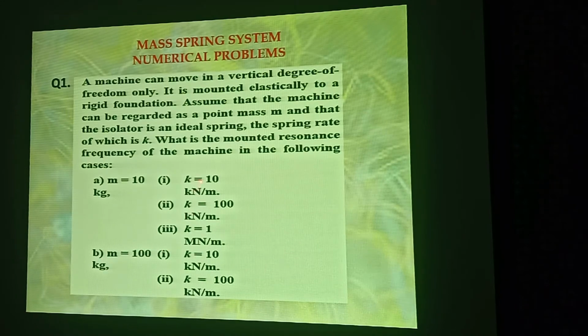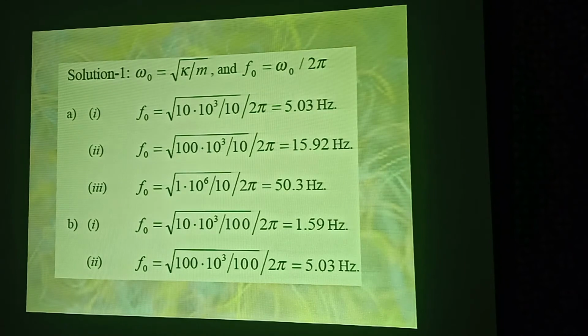Further, we are provided the value of k for three cases in kilonewton per meter. While putting in the value of k, we should take care of the factor of 1000 as a conversion factor. Here we have calculated the natural frequency from k over m. This is for a constant mass of 10 kg for all three cases, and this is for the 100 kg mass, and these three cases are for three different values of k in kilonewton per meter.